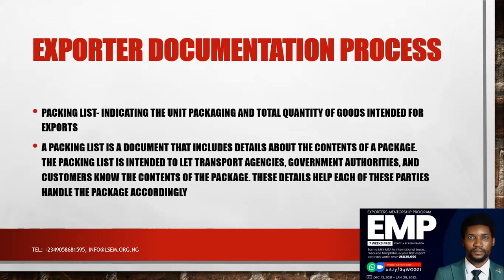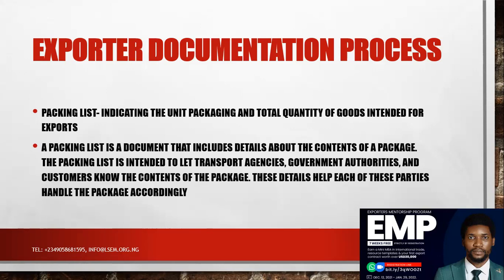So why did I say similar? It's similar because it lists all the commodities or everything that you loaded into the container. But the difference is instead of putting the cost or the price and the total price and all that in the packing list, it will just be the gross weight of those commodities, then the net weight. That is what we want to see in your packing list. We want to see the total weight of the commodity.